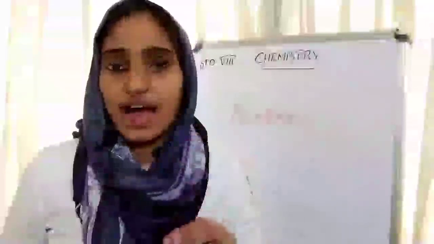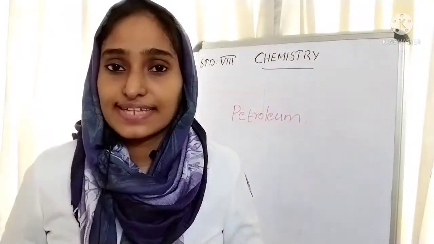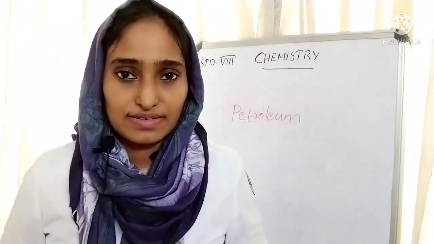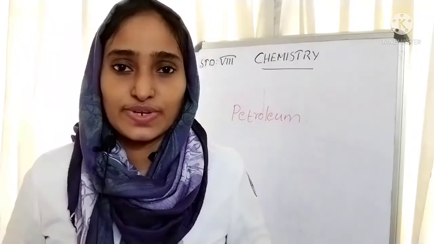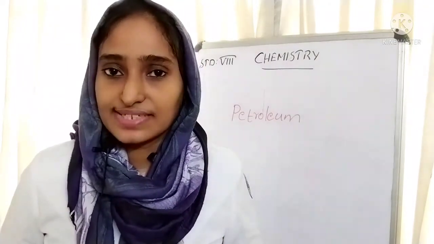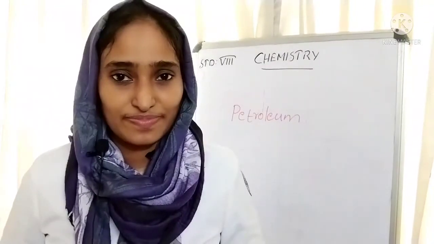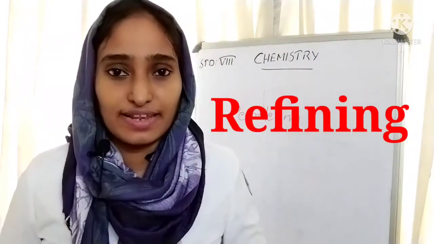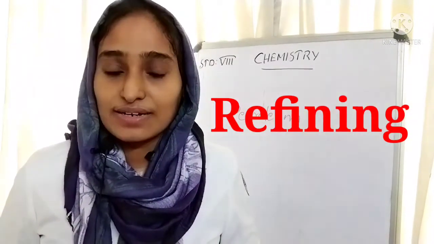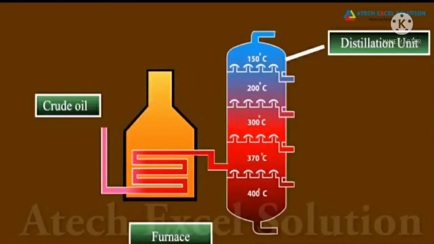Petroleum is a dark oily liquid with an unpleasant smell. It is a complex mixture, which means it is a mixture of various constituents like petroleum gas, petrol, diesel, paraffin wax, etc. These are obtained by a process called refining. Let us learn more about refining of petroleum in detail.